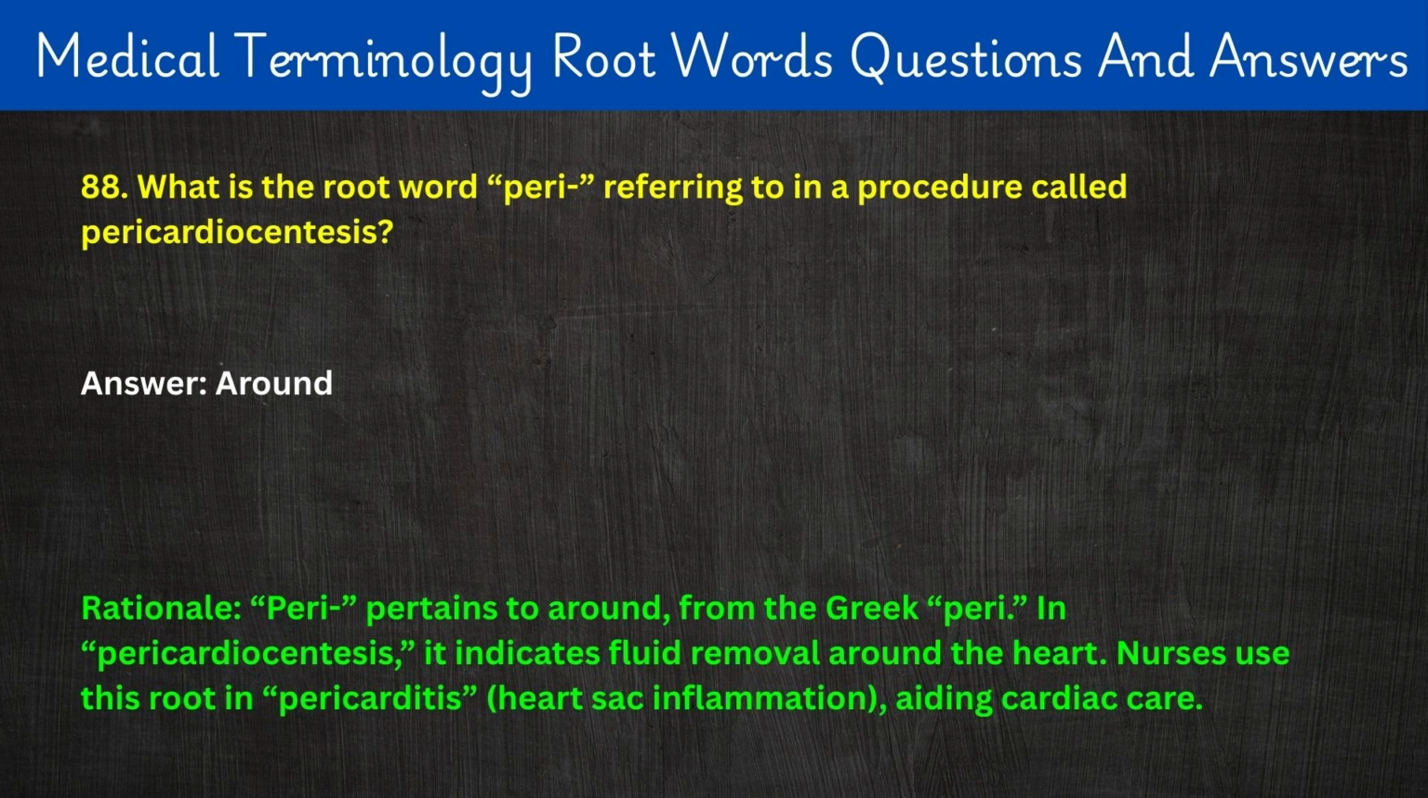88. What is the root word peri- referring to in a procedure called pericardiocentesis? Answer: around. Rationale: Peri- pertains to around, from the Greek peri. In pericardiocentesis, it indicates fluid removal around the heart. Nurses use this root in pericarditis, heart sac inflammation, aiding cardiac care.